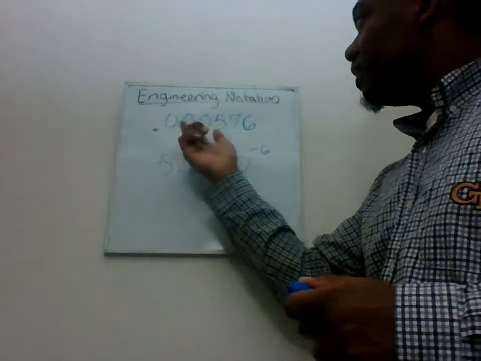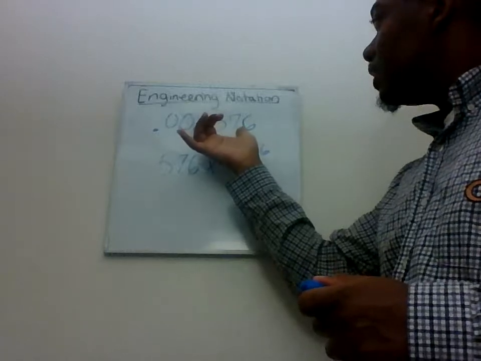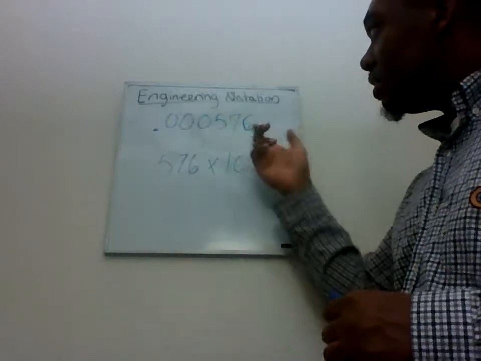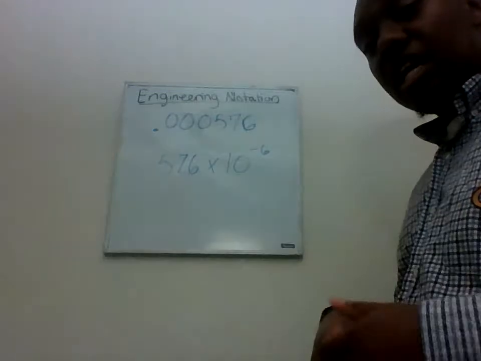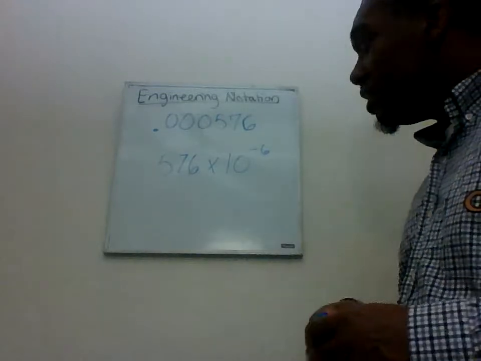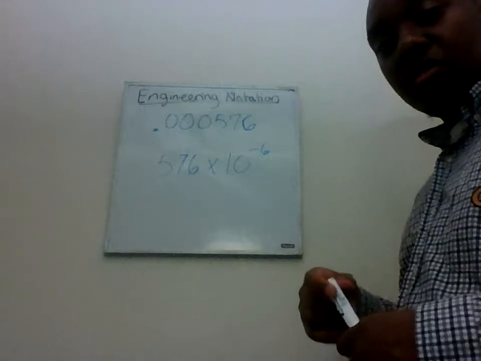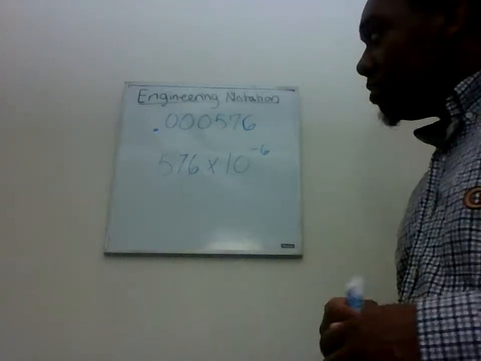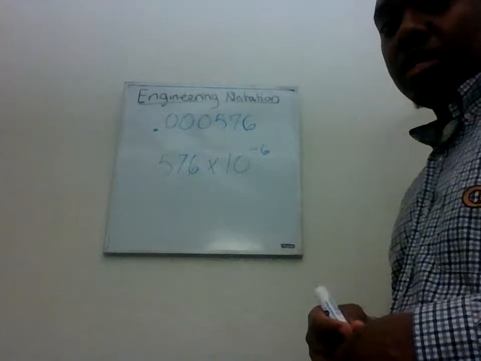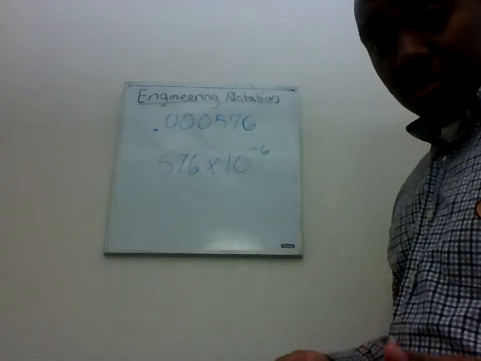That was our first period, and then there's our second one. The highest was in millions, so we must have 576. That number is between 1 and 1,000, and our exponent is a multiple of 3 because it's negative 6. Now, sometimes when people are doing engineering notation, what they would do is move the decimal over.